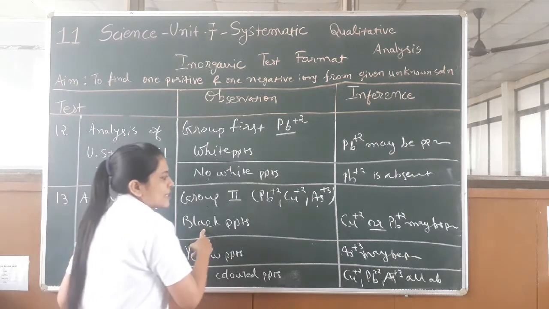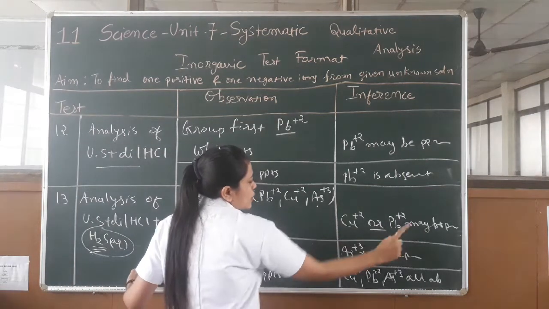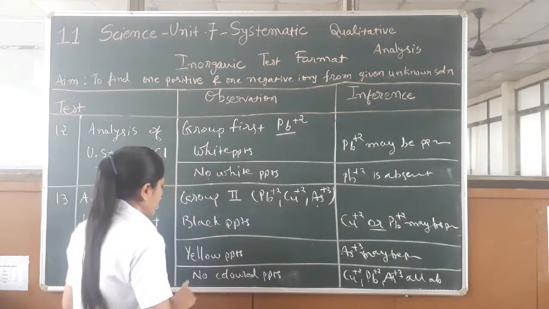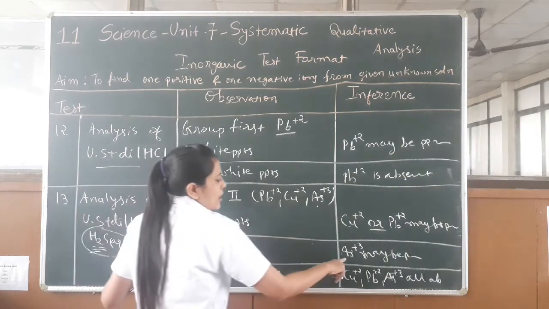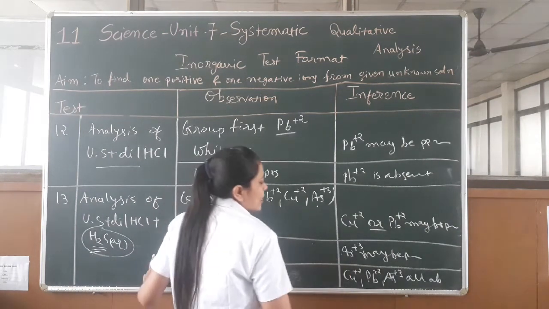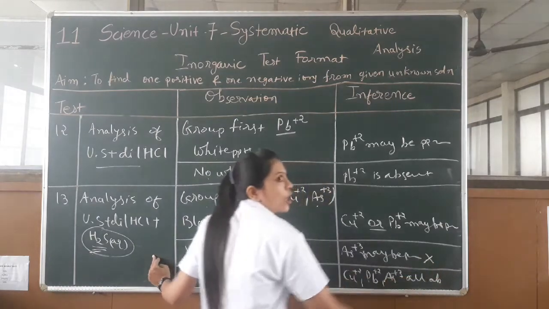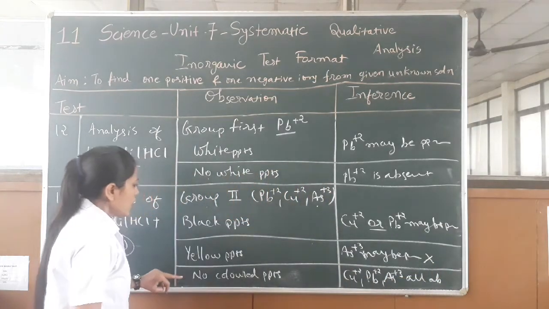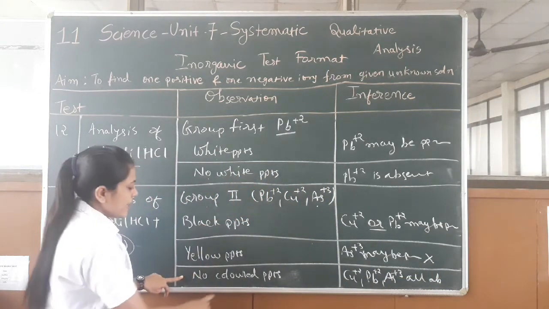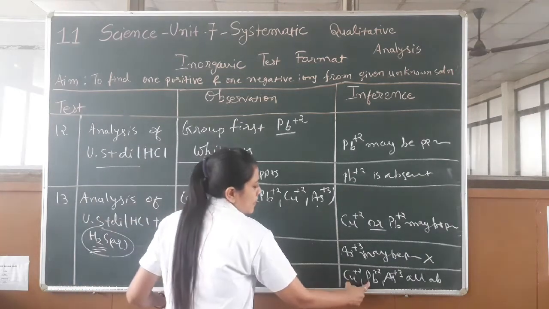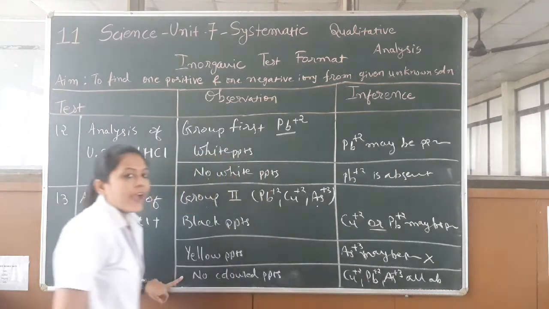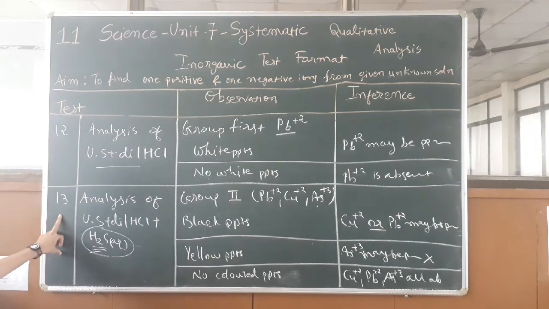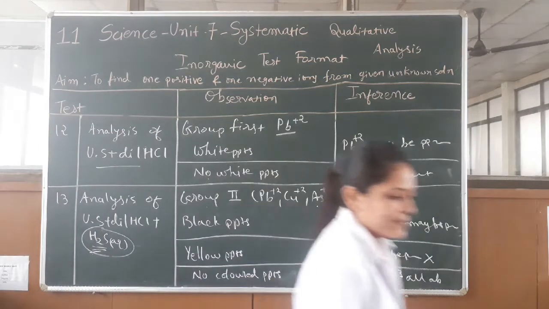If black precipitates, then Pb2+ and Cu2+ may be present. If yellow precipitates, As3+ may be present. But As3+ is ignored in your board syllabus. If no color precipitates, Cu2+, Pb2+ and As3+ are all absent. Let's move to the 14 number test.